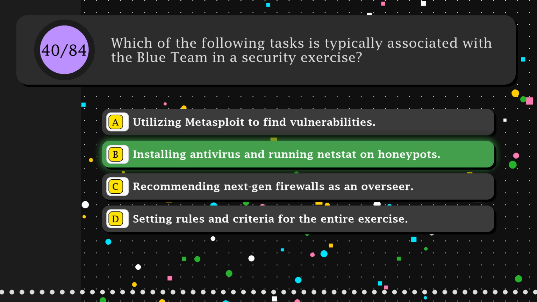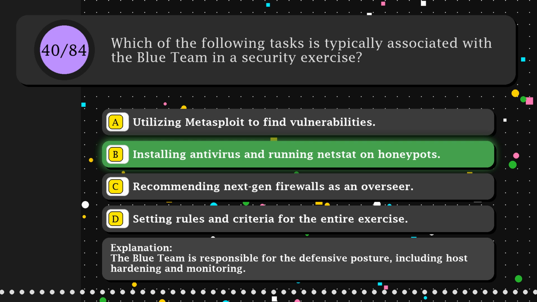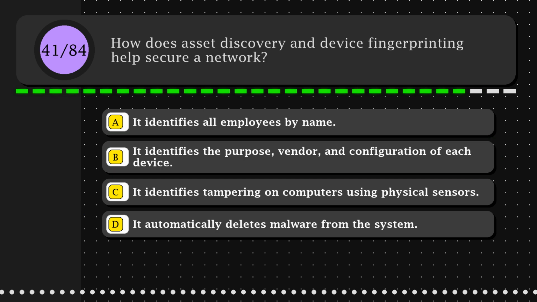The correct answer is option B, installing antivirus and running Netstat on honeypots. The blue team is responsible for the defensive posture, including host hardening and monitoring. Question 41. How does asset discovery and device fingerprinting help secure a network?